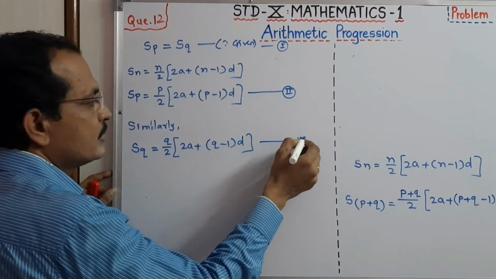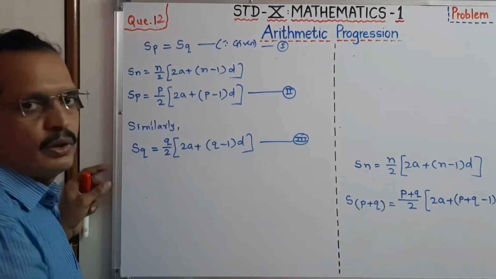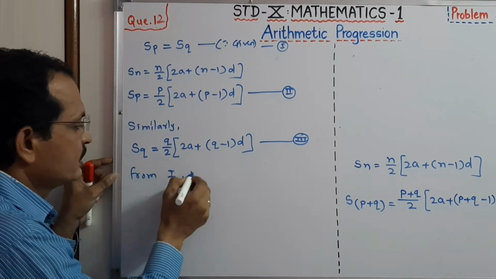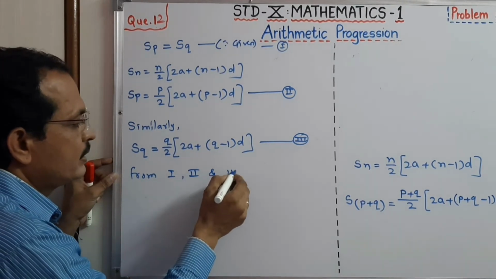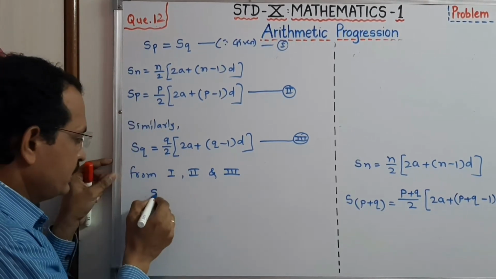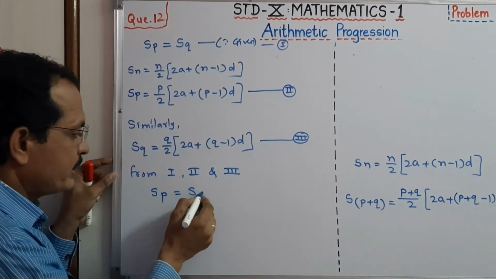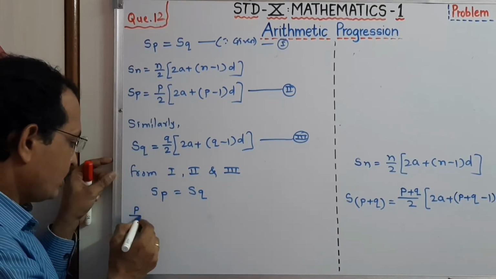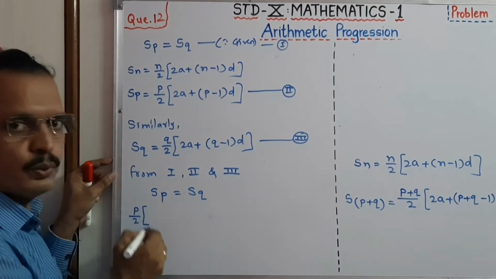This is third. Got it? Now from first, second and third, now we have to solve this. Sp is equal to Sq.